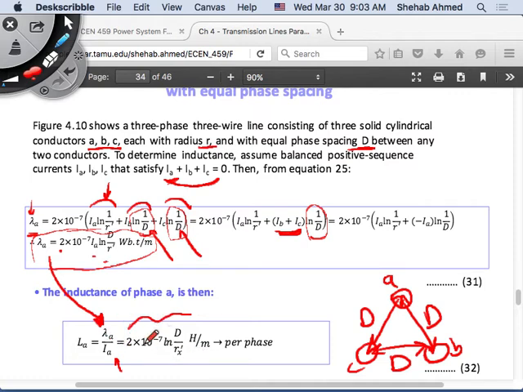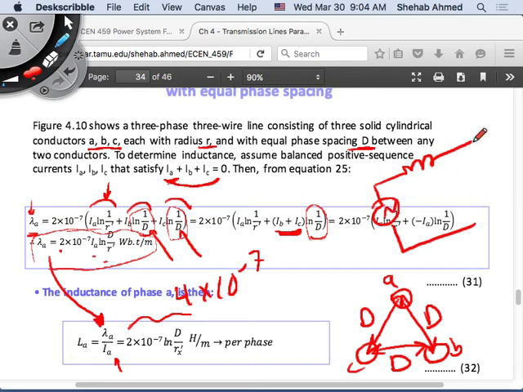How does this compare to the one before? Before, for the single phase, it was 4 times 10 to the minus 7 natural log D over R, or D over Rx. Right? So in a three-phase system, I can draw the single-phase equivalent circuit. So now this is my single-phase equivalent circuit for my three-phase system.